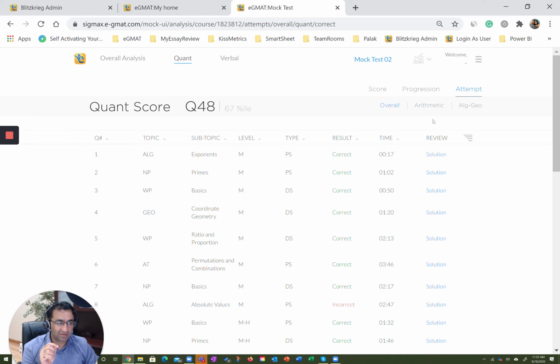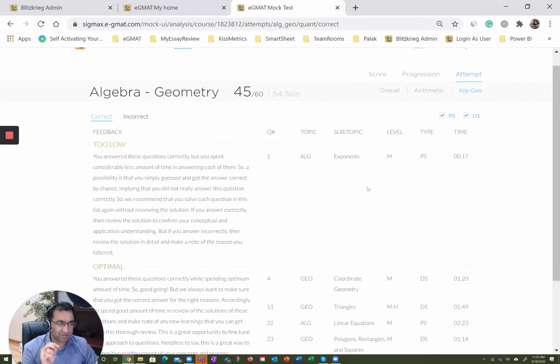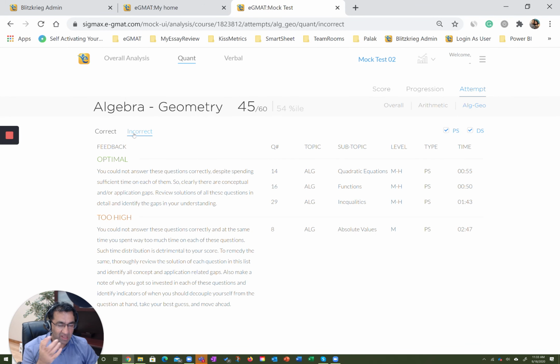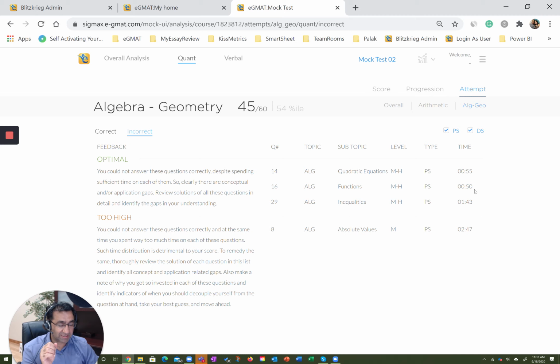Now, let's look at where he is faltering, and I'm going to look at algebra geometry over here. And here you can see in algebra geometry, what kind of questions he answered correctly, what kind of questions he answered incorrectly. And you go to this incorrect tab, what you see is pretty much every question belongs to algebra. You can see those 2 questions that we saw in block 2 where he took just about 50 to 55 seconds. He didn't even go through them. Those questions belong to quadratic equations and functions, and you can see the difficulty levels over here.